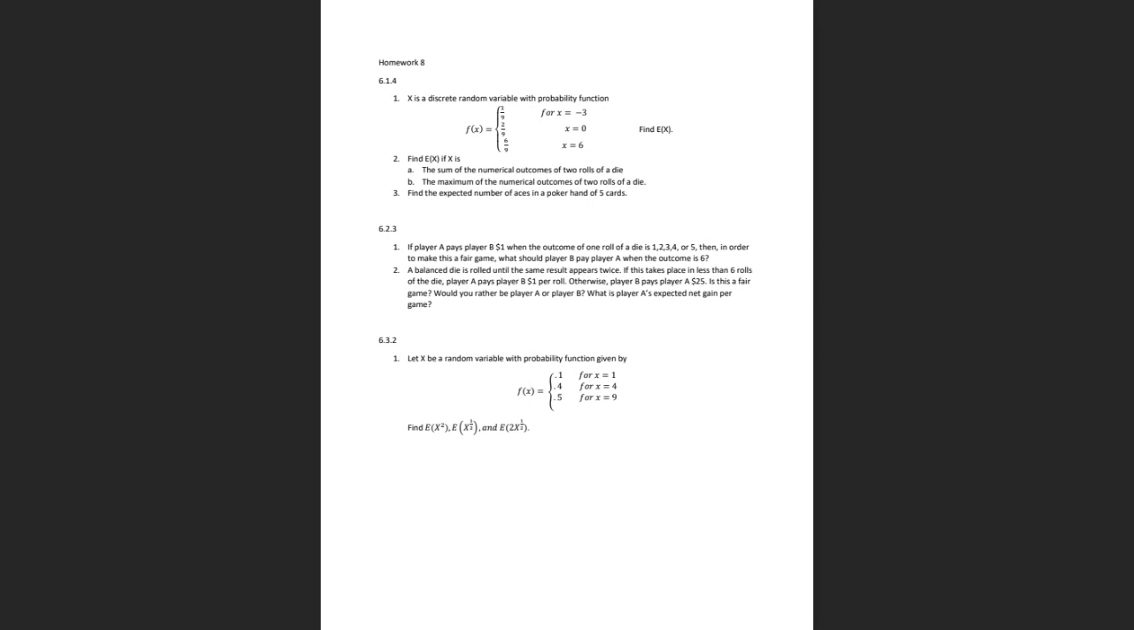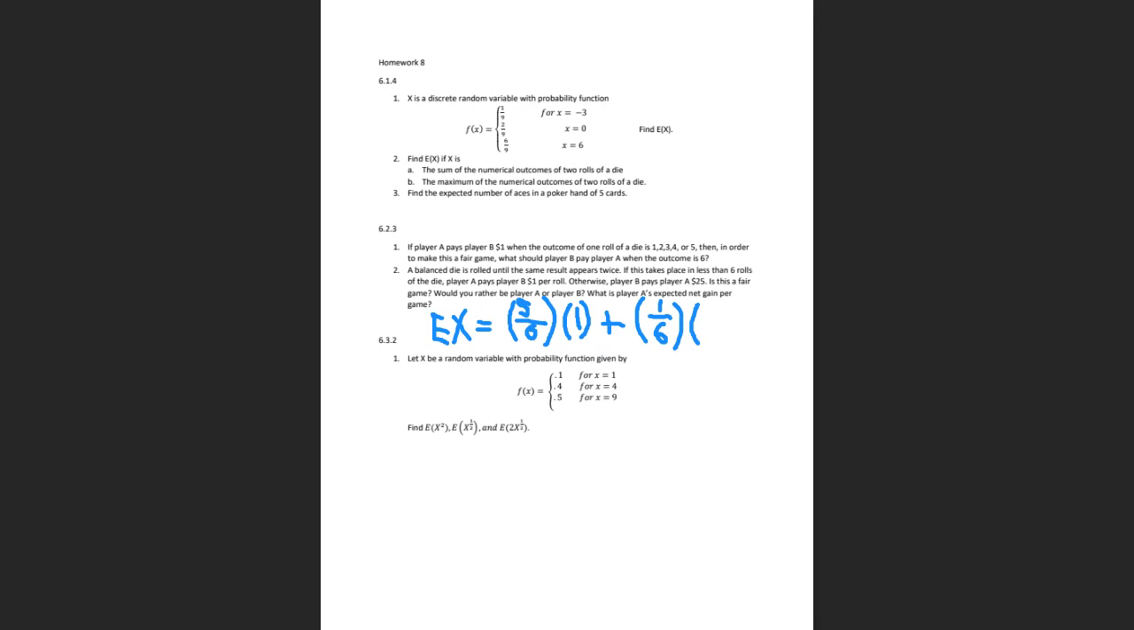Let me write this easier. E of x is equal to, there's a 5/6 chance that he rolls a 1, 2, 3, 4, or 5, and in each of those instances, A pays B $1. So 5/6 times 1, plus there's a 1/6 chance that he rolls a 6. And in that eventuality, player B would pay player A.